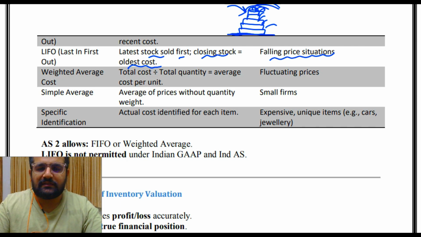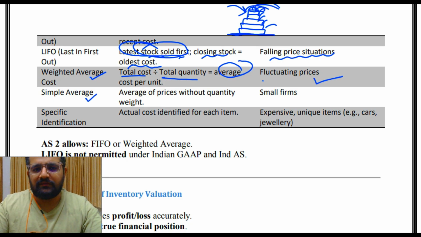So that is your last in first out. So जो latest stock होगा वो that stock will be sold first. Then weighted average cost, total cost divided by total quantity is average cost per unit. Then suitable for fluctuating prices.